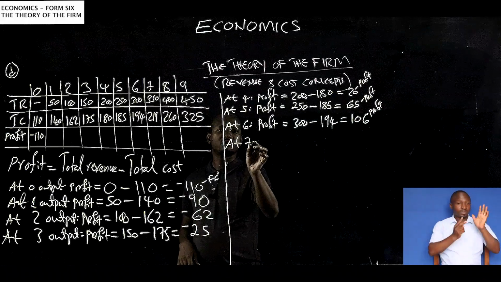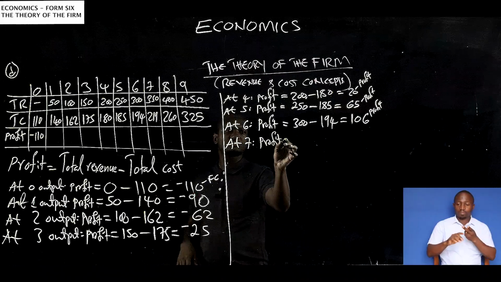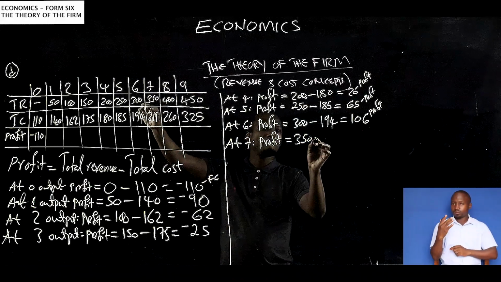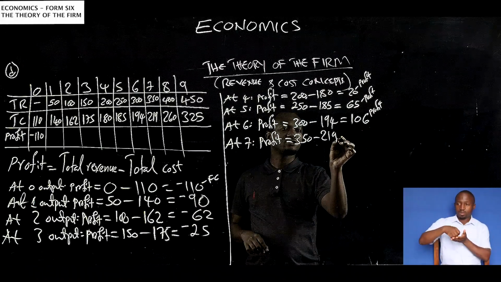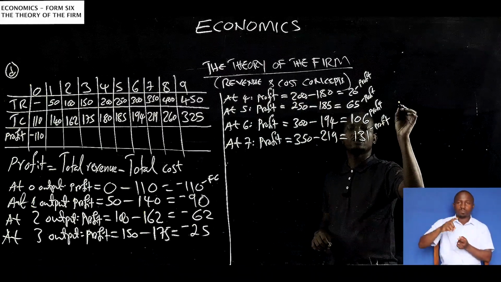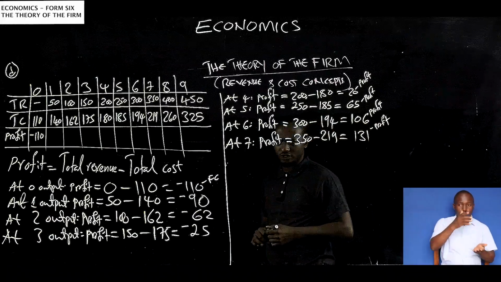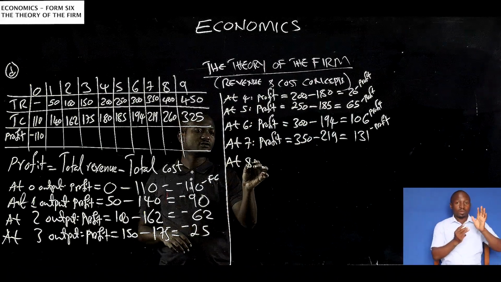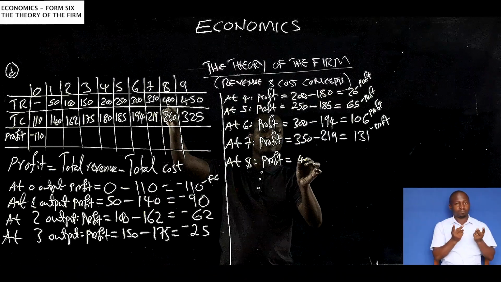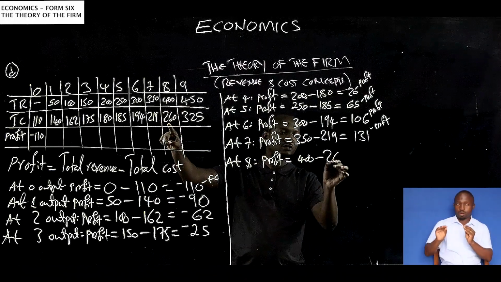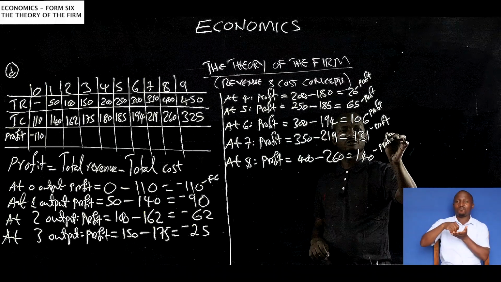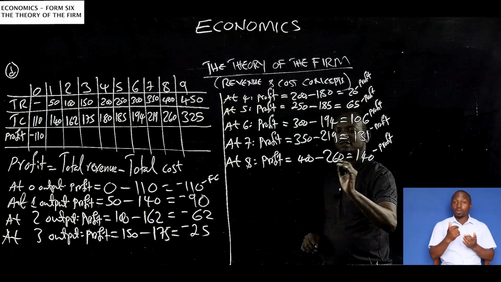At seven output level, profit is equal to total revenue minus total cost. Here we get 131. This is also profit because total revenue is greater than total cost. At eight, profit equal to total revenue, this amount, minus total cost, this amount. Here we get 140. This is also profit because total revenue is greater than total cost.